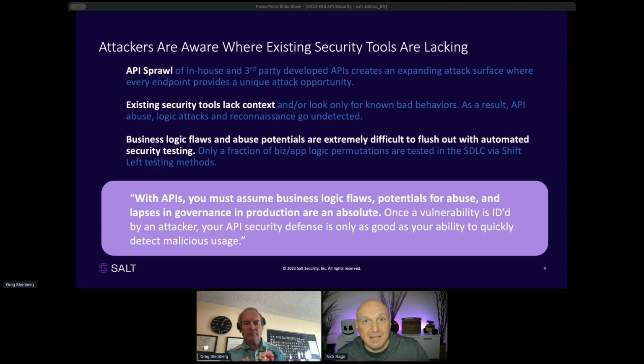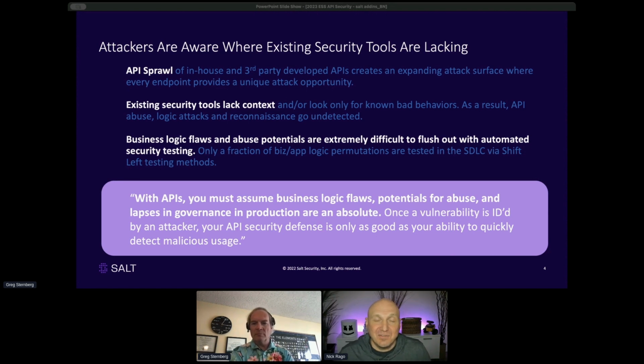I have to know a lot about the API, the business function of the API, to understand what's a negative function or a negative behavior or not. And when I talk with folks I know in the DevOps and DevSecOps world, they're basically saying in their pipeline, they're lucky if they're getting 20 to 30% application logic permutation covered with automated testing. So that means when an API goes out the door, there's a whole heck of a lot we don't know from a negative behavior standpoint.